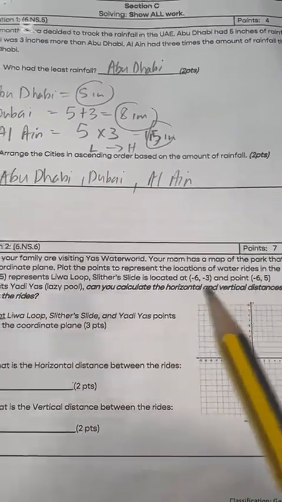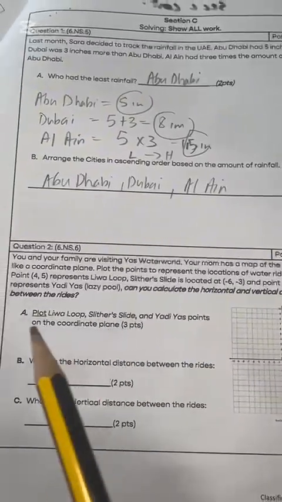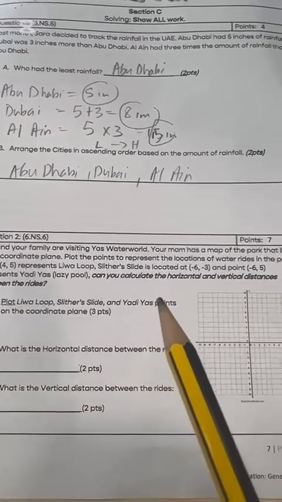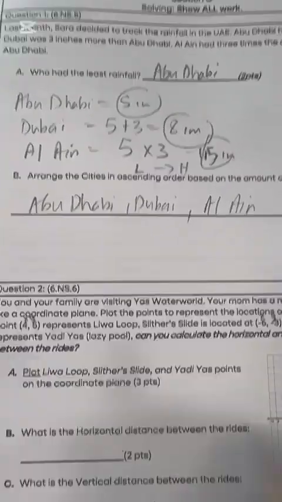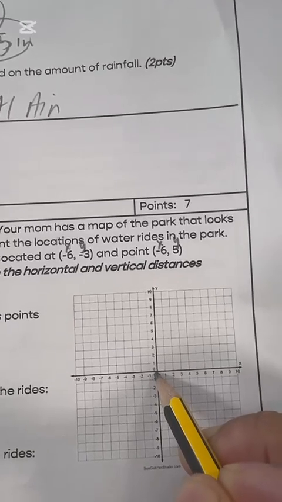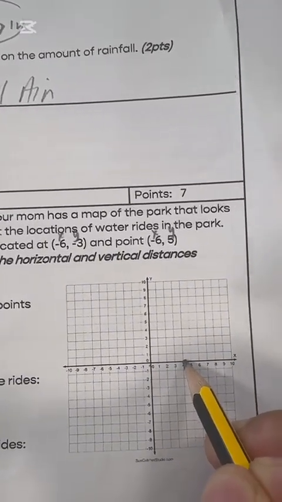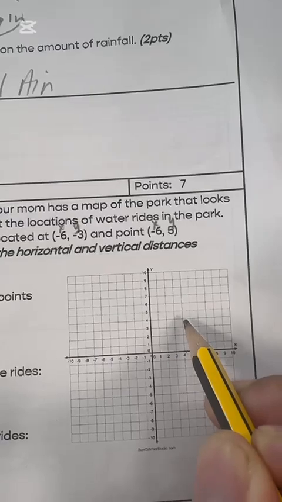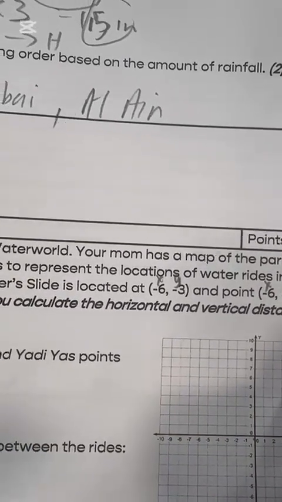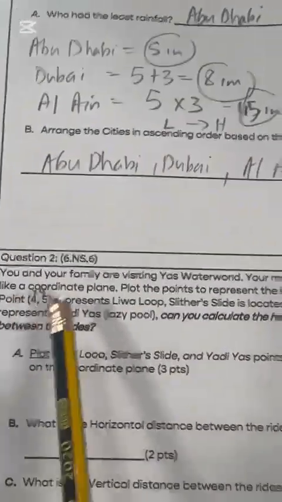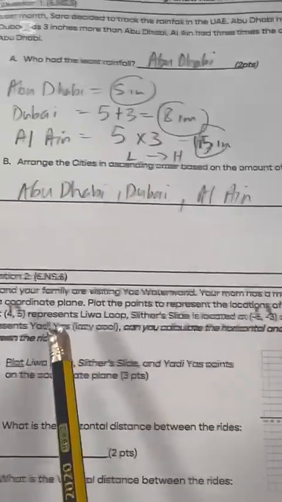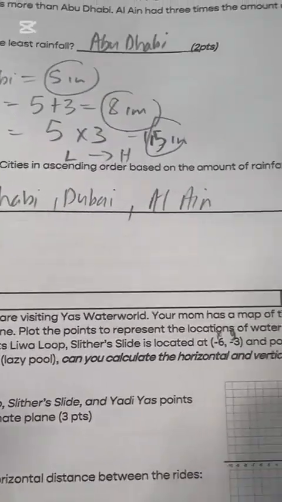You need to do that, and then you calculate the horizontal and vertical distances between the rides. So let's do that. The first thing you do is to write the X and Y over. The first one is +4, +5. So you come to 0, +4 on the X goes sideways, and then +5 on the Y goes up. So it's +4, and then you stop at the 5 here on the Y. That's the first point, +4, +5, and it's right here, and that is called the LL, which is the Liwa Loop.